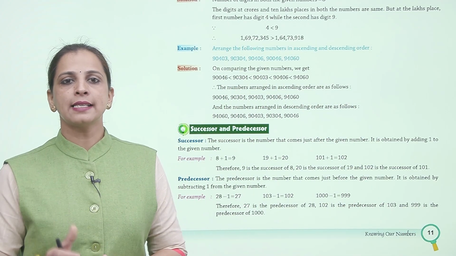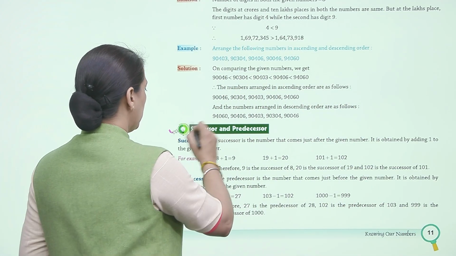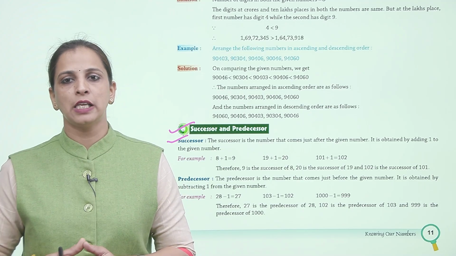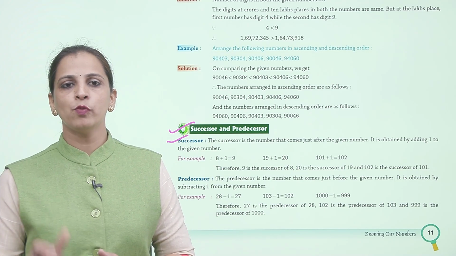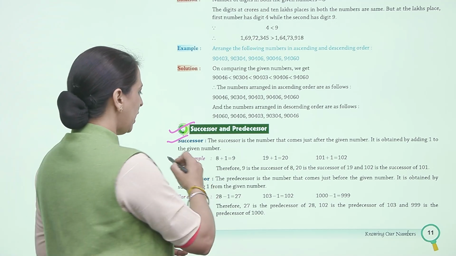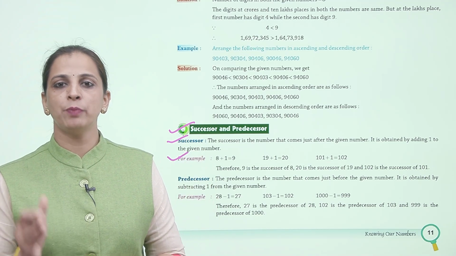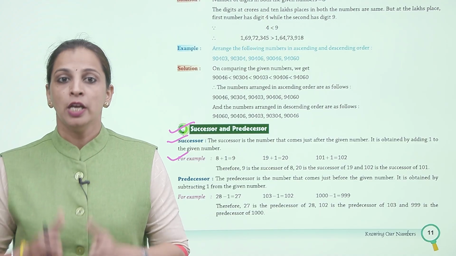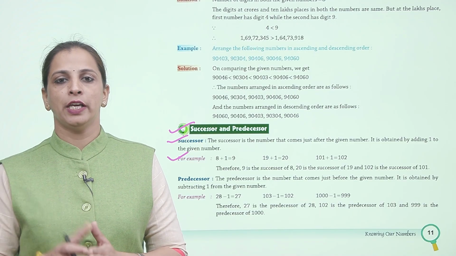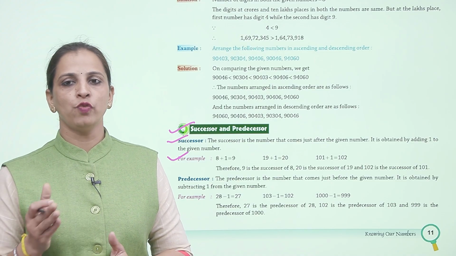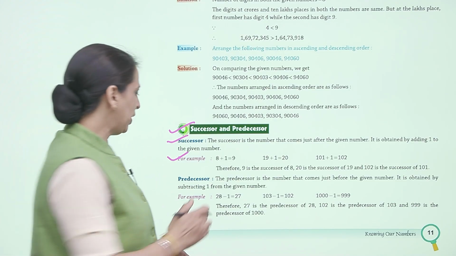Now next is successor and predecessor. Successor. The successor is the number that comes just after the given number. It is obtained by adding 1 to the given number. For example, 8 plus 1 is equal to 9, 19 plus 1 is equal to 20, 101 plus 1 is equal to 102. Therefore, 9 is the successor of 8, 20 is the successor of 19 and 102 is the successor of 101.